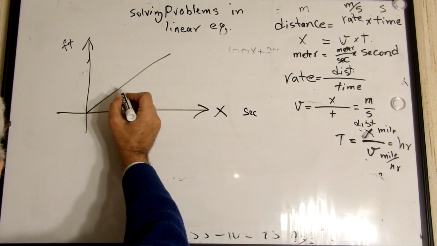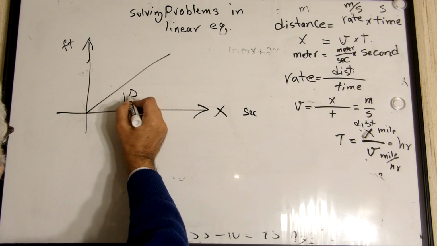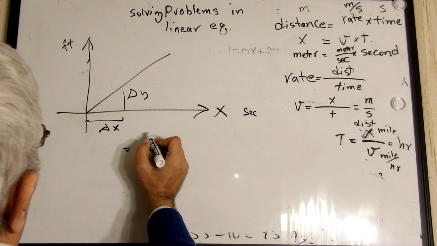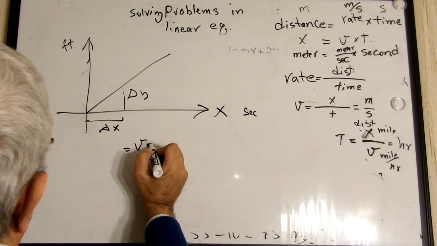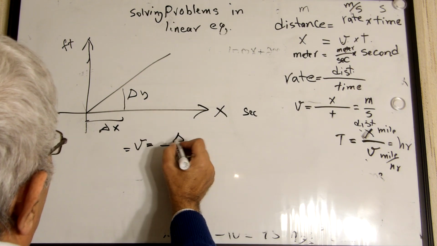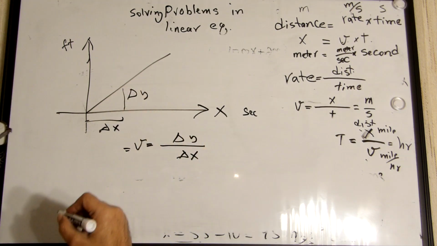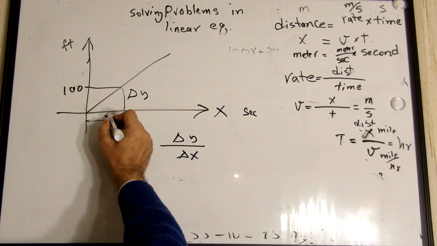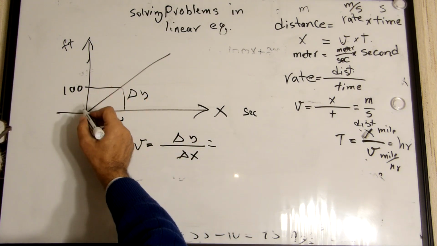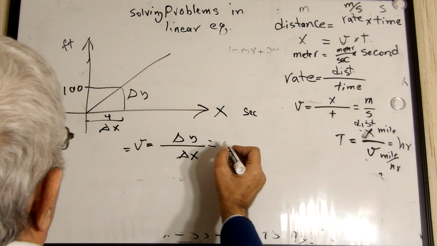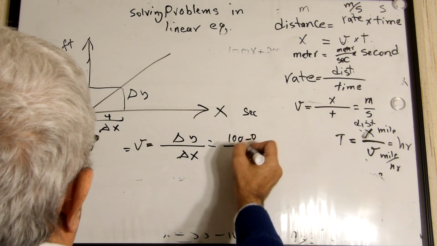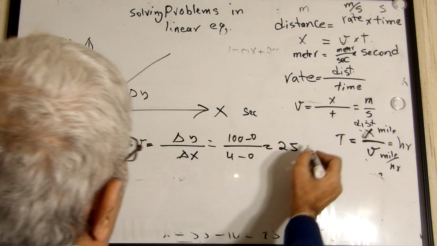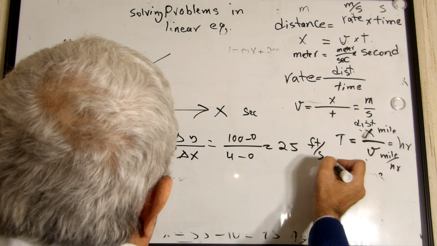So if you find the slope of this one, delta y over delta x, you find that velocity is delta y divided by delta x, meaning change of y. Like this is 100, this is 4, for example. It's going to be delta y, 100 minus 0, and this one 4 minus 0, so it's going to be 25. If it's feet and second, it's going to be 25 feet per second.